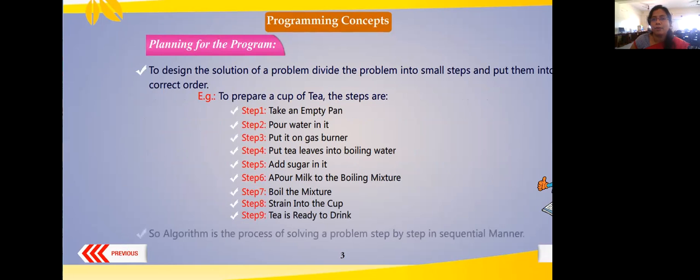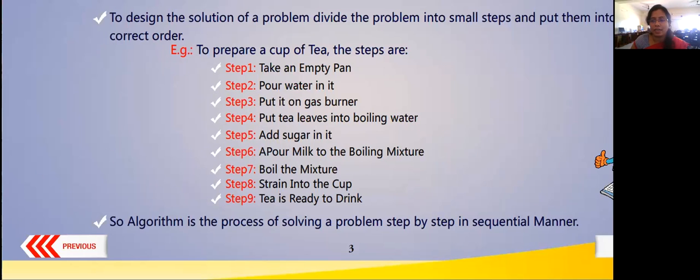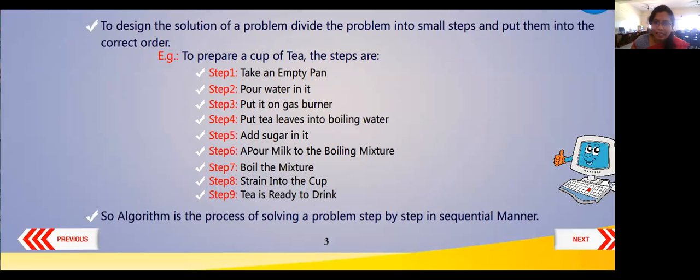Planning a program. So now we are planning a program to make a cup of tea. To design the solution of the problem, divide the problem into small steps and put them into the correct order. Right? Now we are giving instructions to the computer to make a cup of tea. So firstly, we should never write the steps in paragraphs. Okay, no big paragraphs. The computer will not understand it. So every problem solution should be divided into small steps.